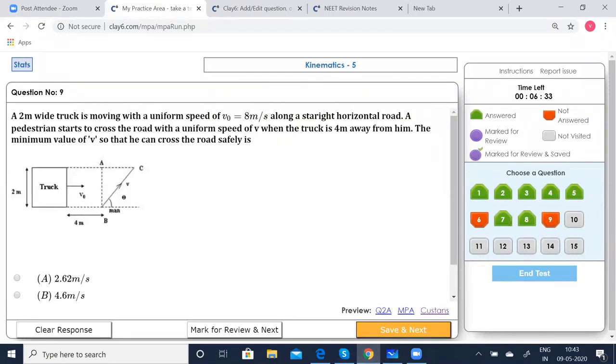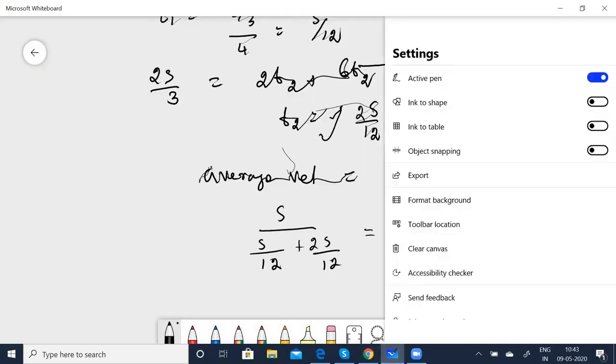Again, coming back to the relative velocity problem, a 2 meter wide truck is moving with uniform speed of v0, which is equal to 8 meters per second along a straight horizontal road. A pedestrian starts to cross the road with a uniform speed of v when the truck is 4 meters away from him. The minimum value of v so that he can cross the road safely is what? Let me solve this.